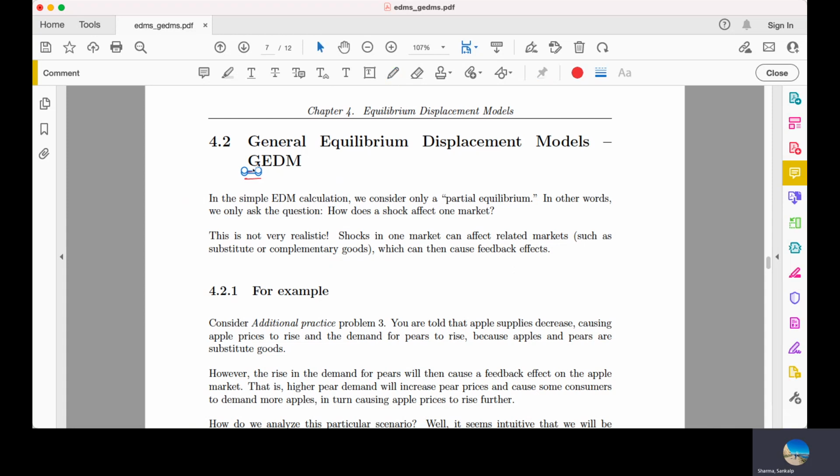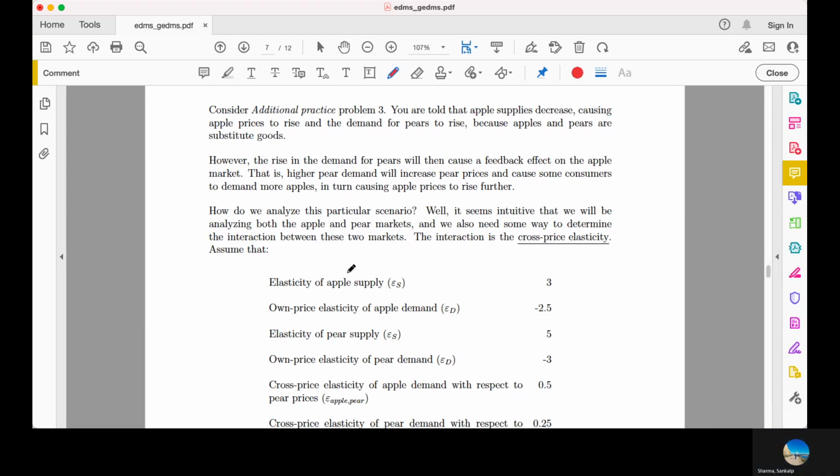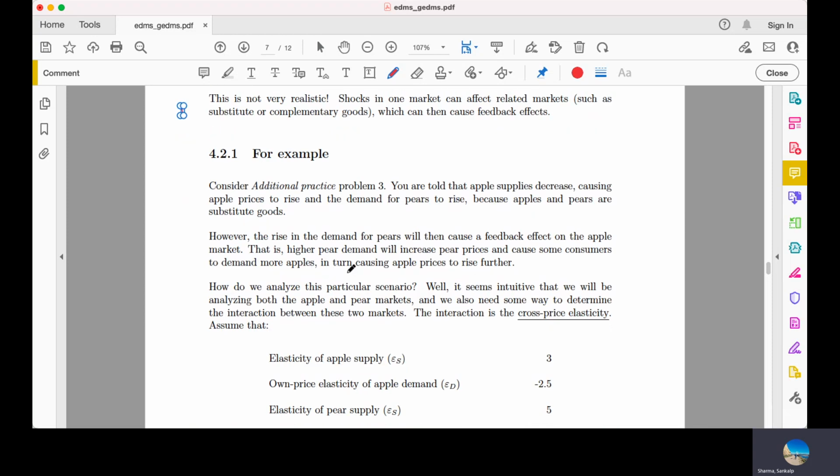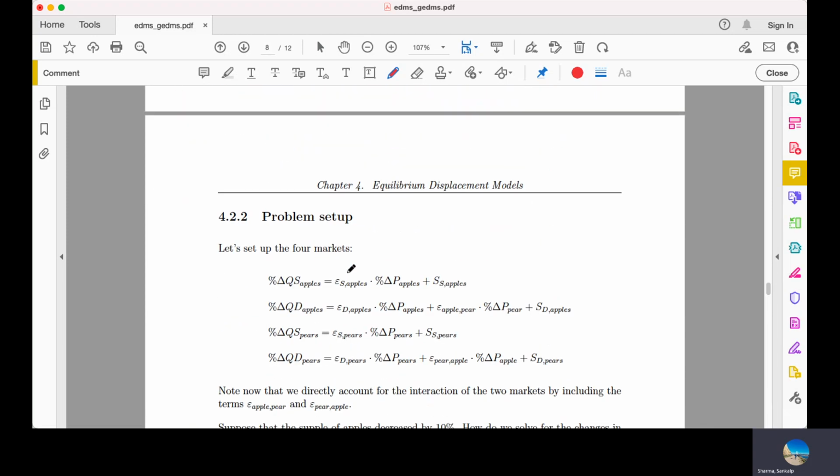So, what is a GEDM? Well, the idea with the GEDM is you want to incorporate the effect of what happens in one market onto another. And this is a fairly common problem, which is why I really need you to pay attention and try and re-watch or re-listen to what I'm going to say in the following few minutes.